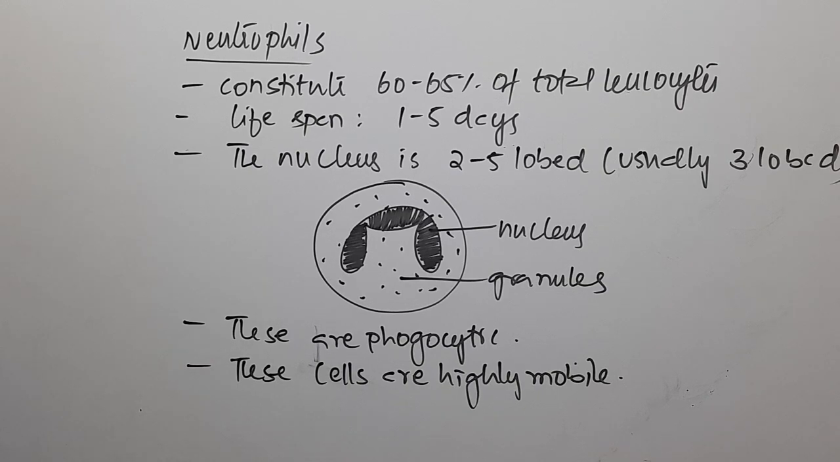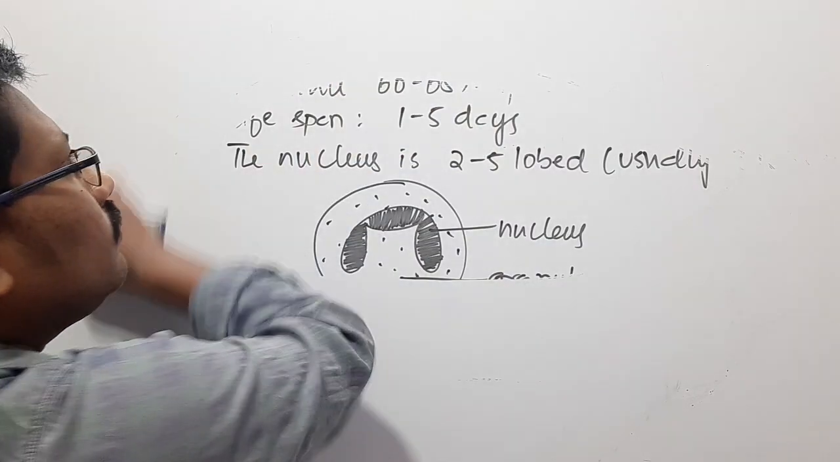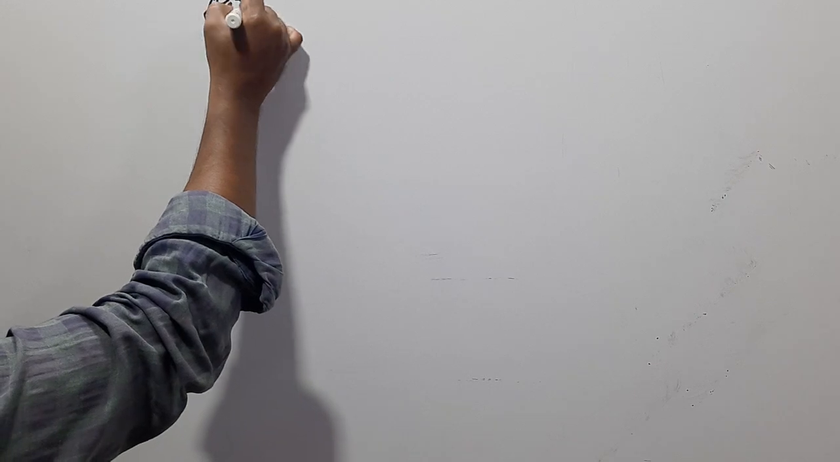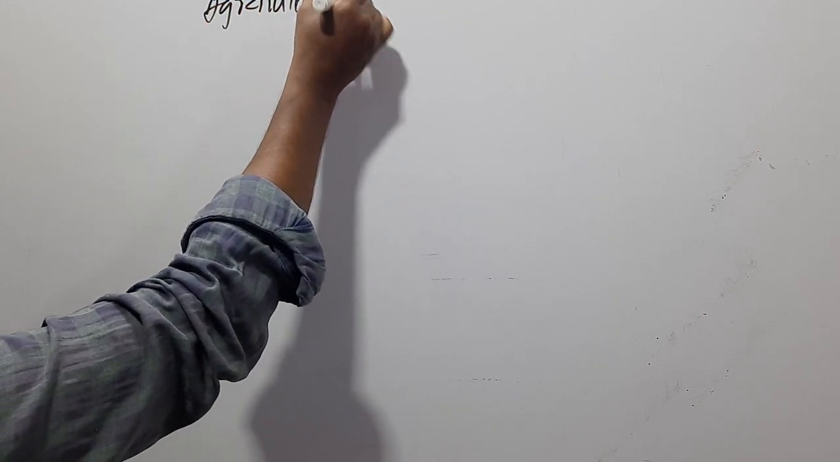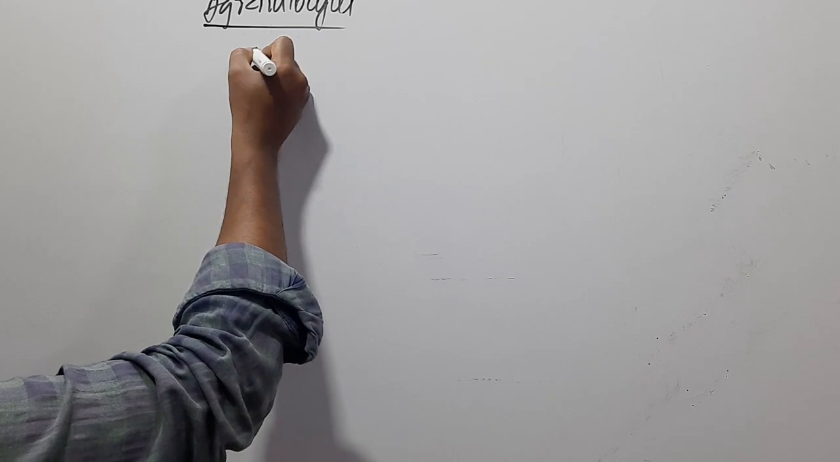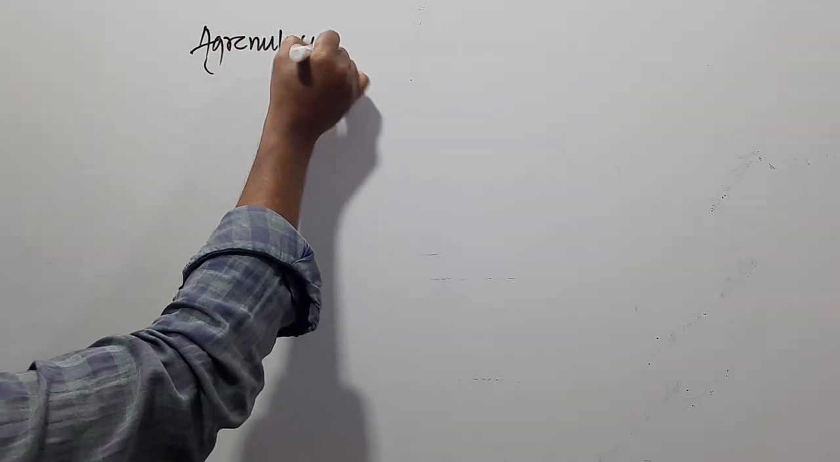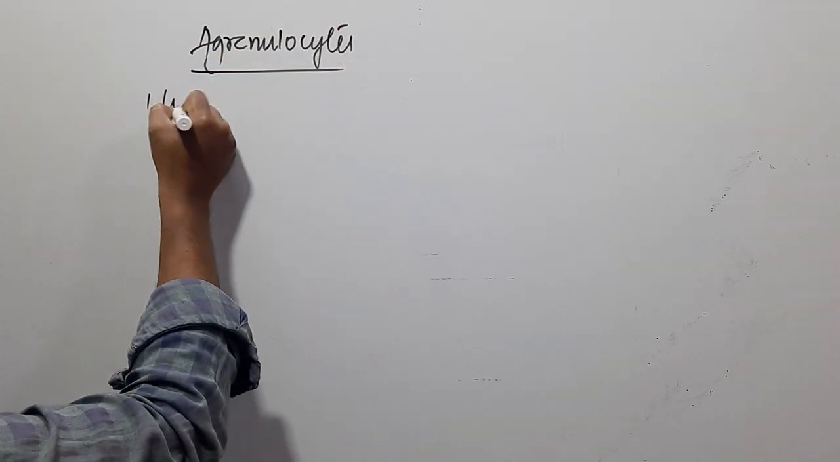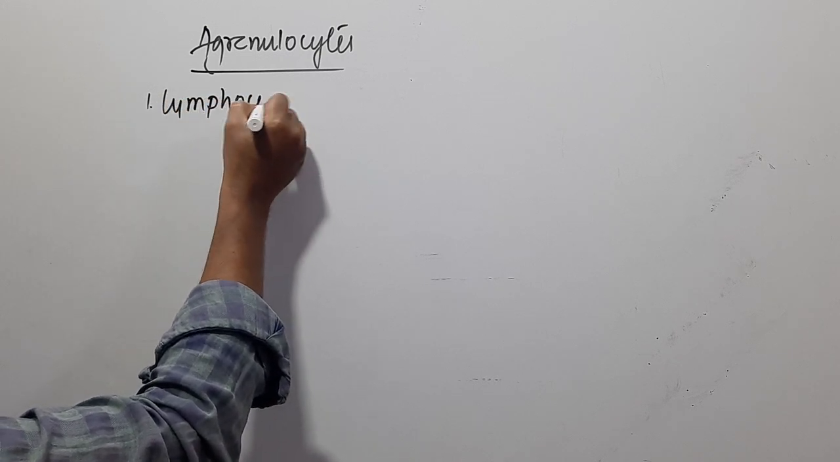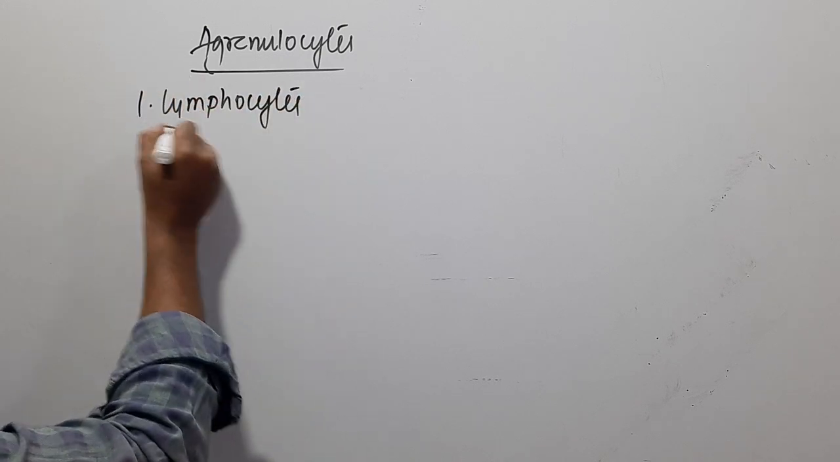The next we shall see about the agranulocytes. So these agranulocytes are of two kinds. One we'll see about these lymphocytes. Already I have given you the types of lymphocytes, and so we'll see some information on these lymphocytes.